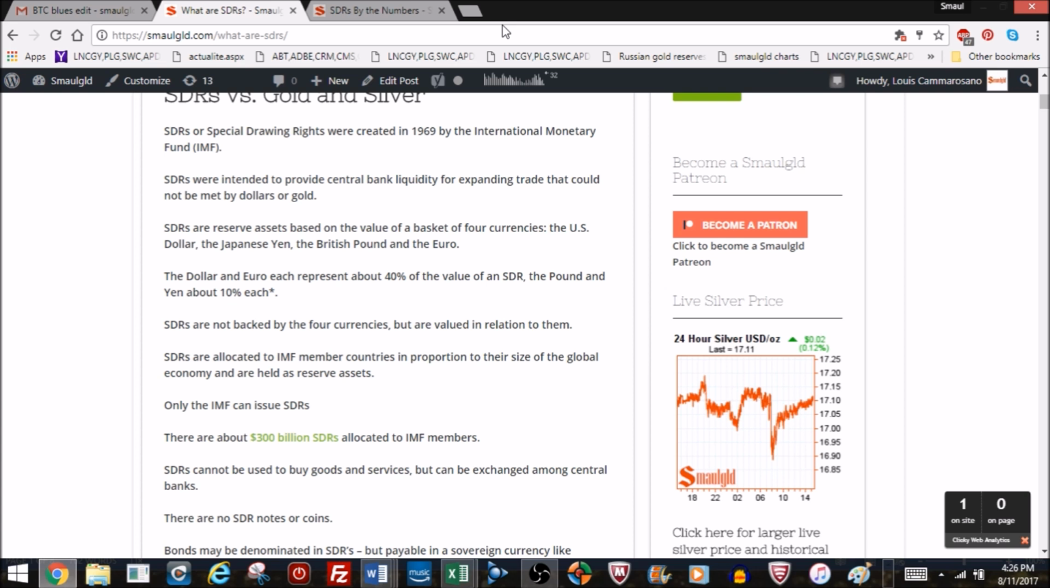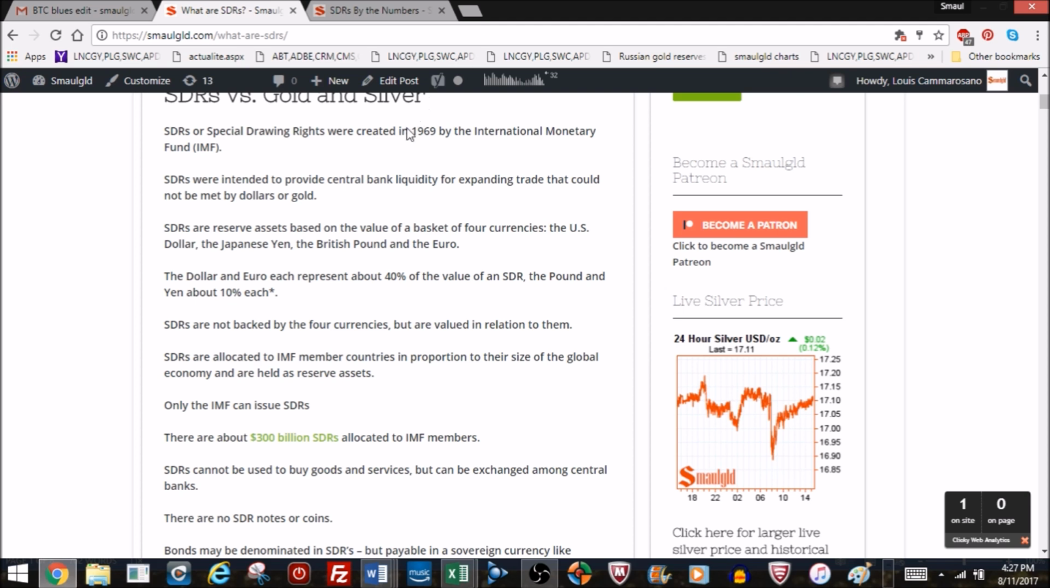There's about 300 billion SDRs that have been allocated to IMF members, so that's additional liquidity. What they've done is basically fractionally reserve the dollar, the yen, the pound, the euro, and the yuan, which are already fractional reserve currencies, and then said, well, we'll roll up the value of those into a new security, the SDR.